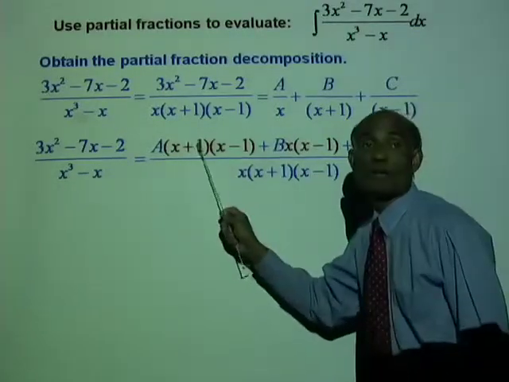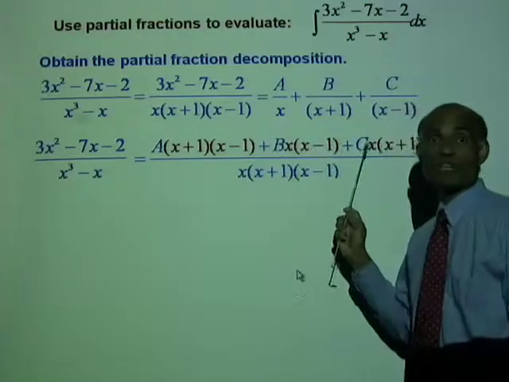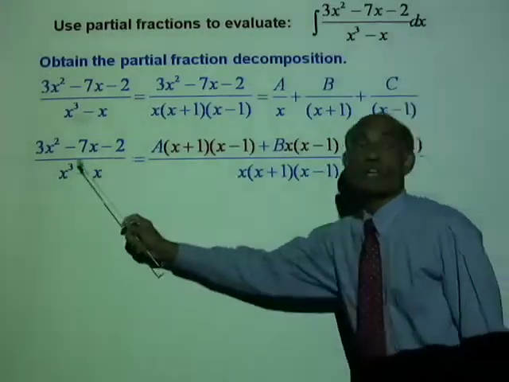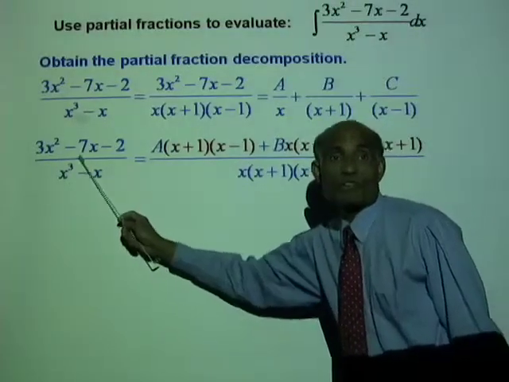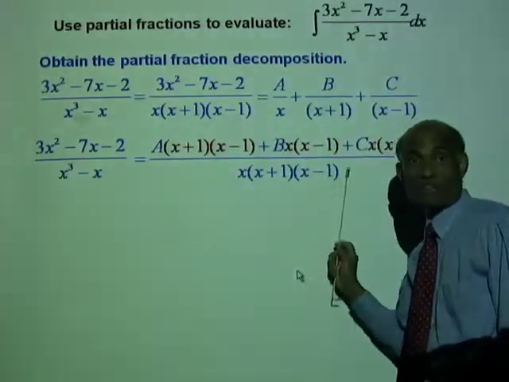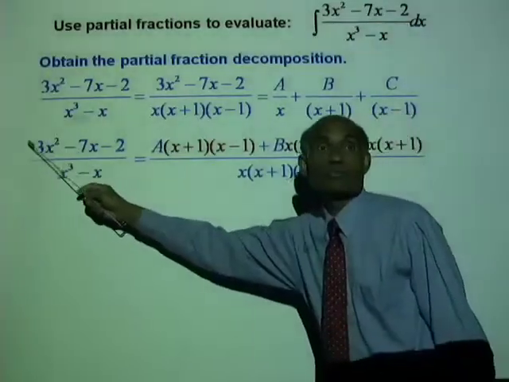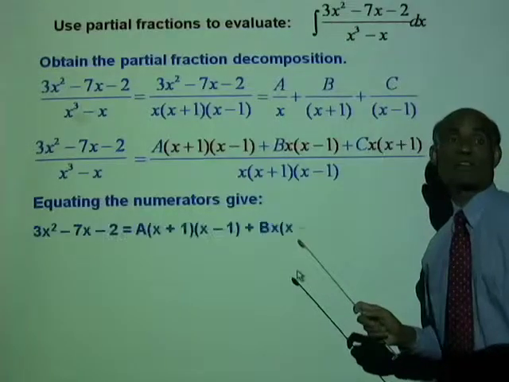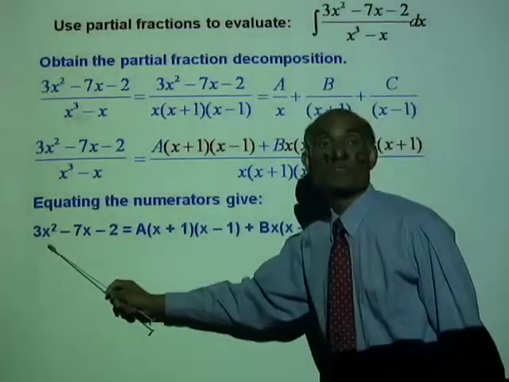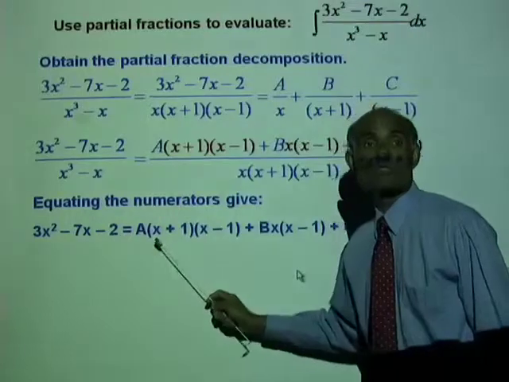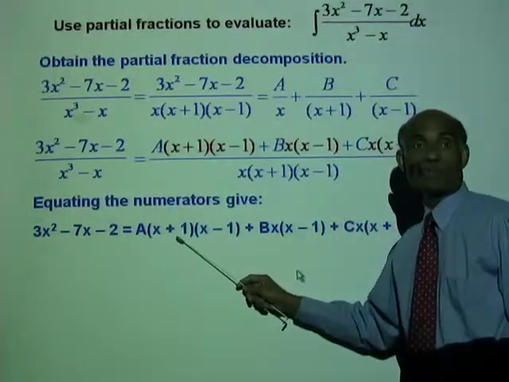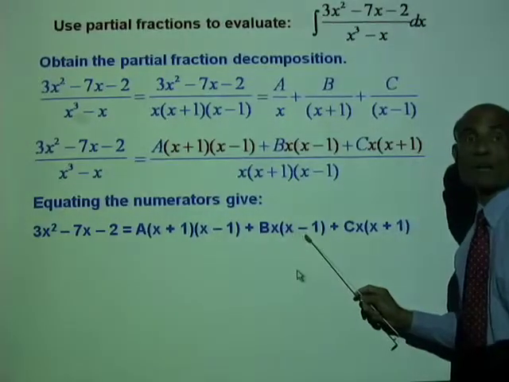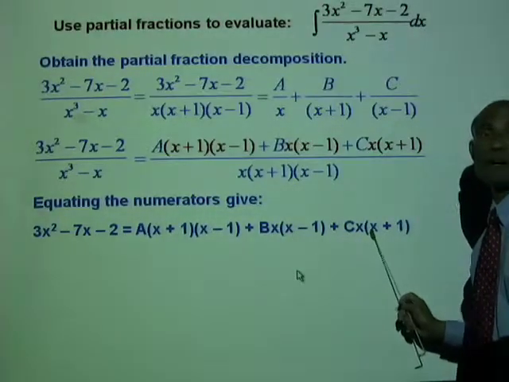Okay, now I have put them in red colors so that you can see them a little more clearly. Alright, now this denominator, x cubed minus x, is the same as this denominator, which means we can equate the numerators on the left and on the right. That gives you 3x squared minus 7x minus 2 is a times x plus 1 times x minus 1 plus b times x times x minus 1 plus c times x times x plus 1.